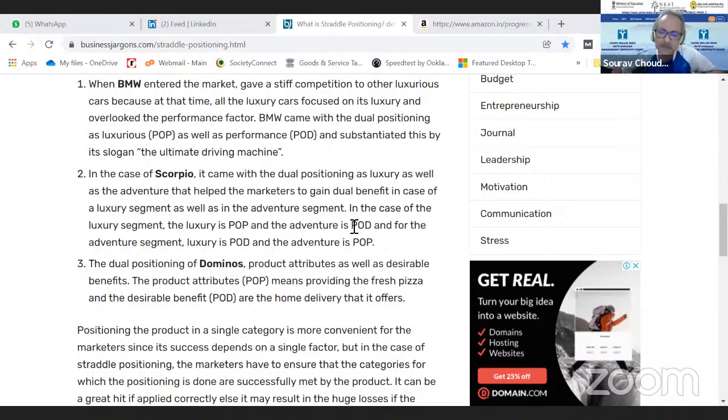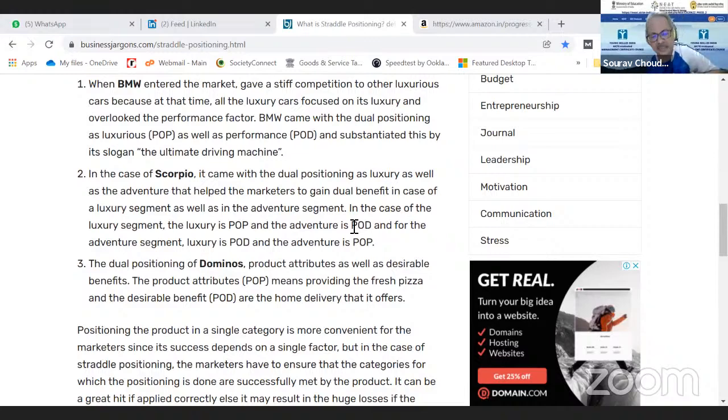We are pizzas. I am a pizza. You are also a pizza. That's a point of parity. I am a fresh pizza. You are also a fresh pizza. However, the point of difference is that we deliver at home in 30 minutes. That's the point of difference.